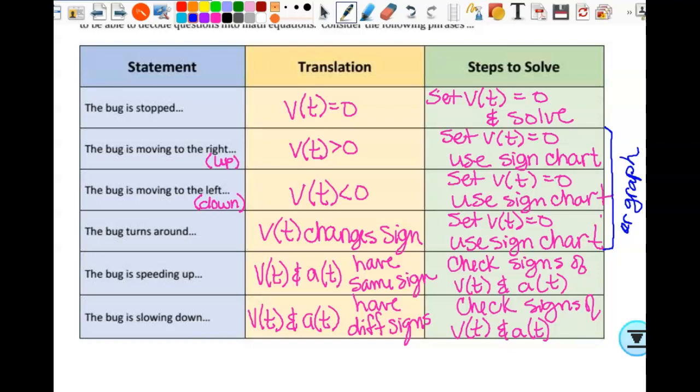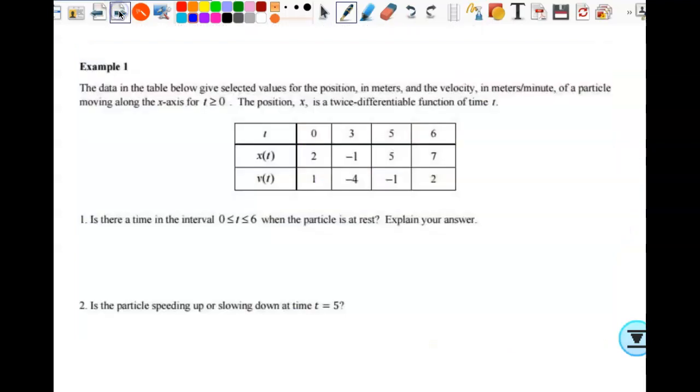So we got position is where you are, right? Velocity is how fast you're going and in which direction. That's different. The speed is just how fast you're going. Velocity is how fast and which way. So v of t is the derivative of position, and we use v of t for moving to the right and left, and turning around. Well, if we're speeding up or slowing down, you have to look at velocity and acceleration to figure those out. Okay, we all good? All right, let's go over here.